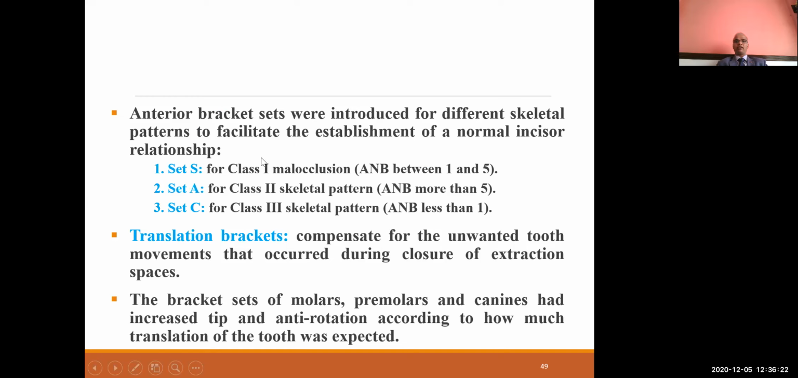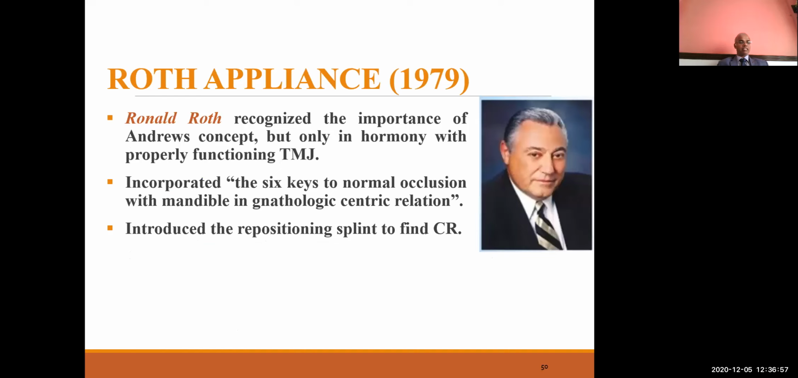Anterior bracket sets were introduced for different skeletal patterns to facilitate the establishment of a normal incisor relationship. So there are three sets of brackets: set S, set A, and set C. Set S for class 1 malocclusion, set A for class 2, and set C for class 3 malocclusion. And translation brackets compensate for the unwanted tooth movement that occurs during closure of extraction spaces. The bracket sets of molars, premolars, and canines increase tip and anti-rotation according to how much translation is expected. Next appliance is the Roth appliance.